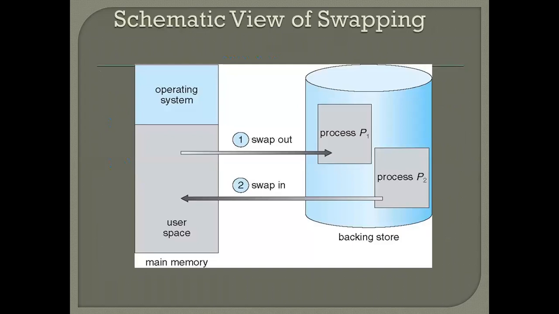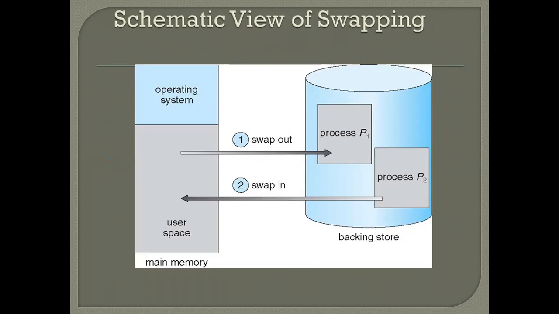Normally, a process that is swapped out will be swapped back into the same memory space it occupied previously, and this restriction is dictated by the method of address binding. If the binding is done at assembly or load time, then the process cannot be moved to a different location. If execution-time binding is being used, however, then a process can be swapped into a different memory space, because the physical addresses are computed during execution time.